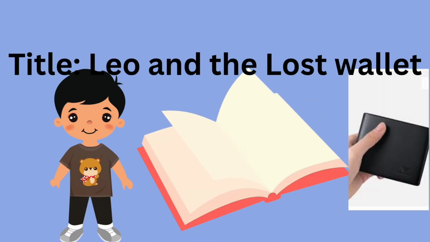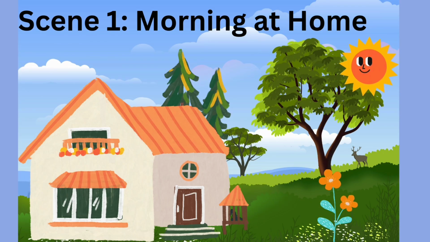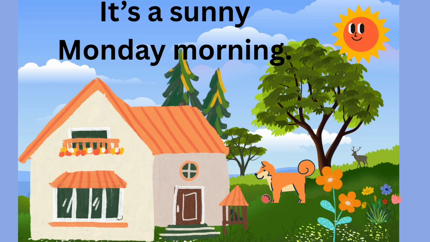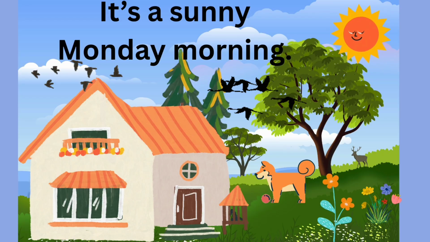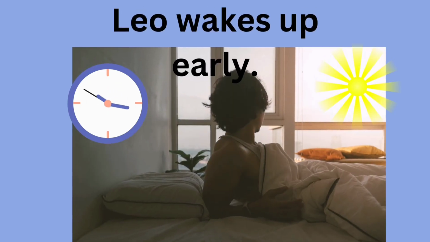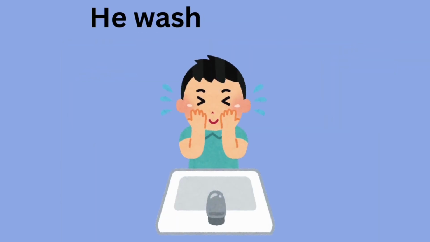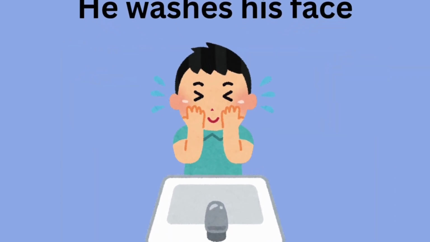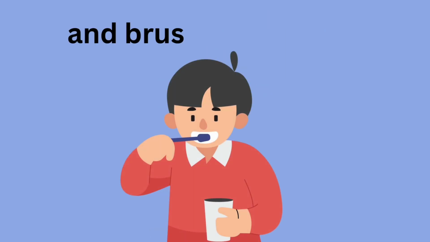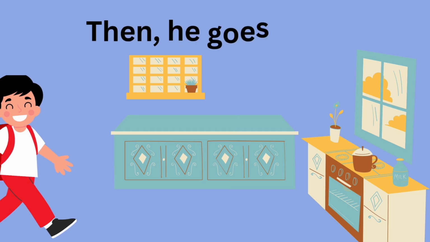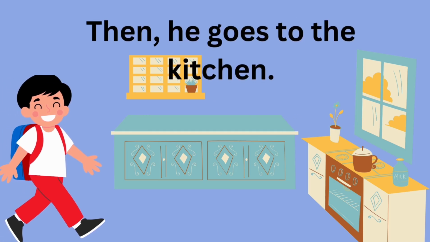The title of our story is Leo and the Lost Wallet. Scene 1. Morning at home. It's a sunny Monday morning. Leo wakes up early. He washes his face and brushes his teeth. Then, he goes to the kitchen.